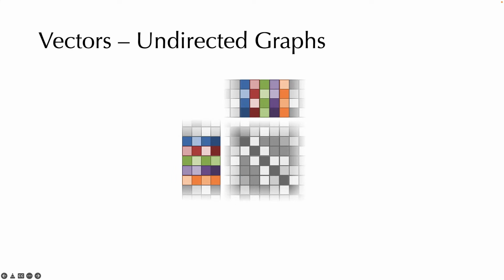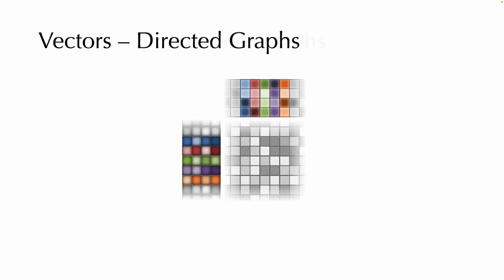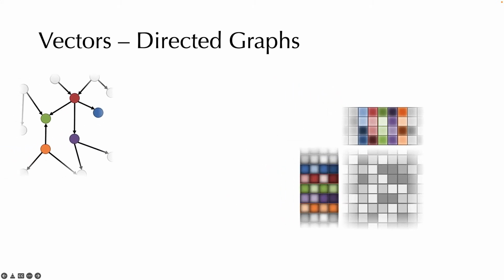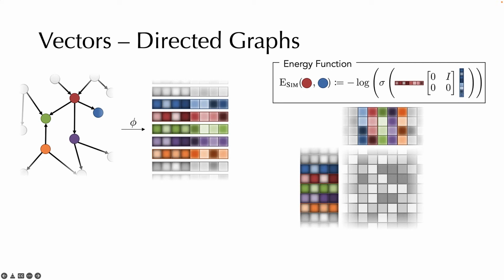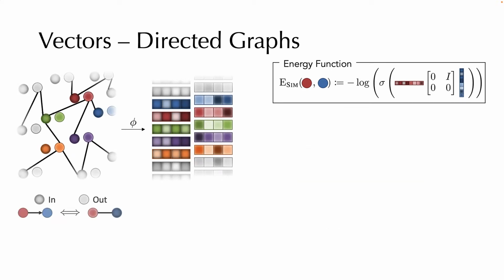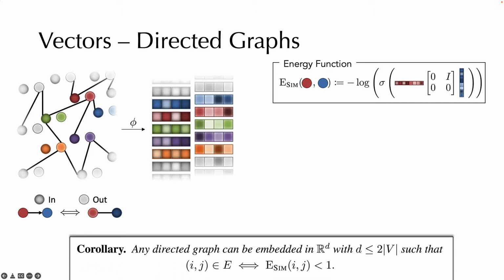In matrix factorization, a common approach to avoid the symmetry constraint is to simply use different representations for the rows and columns. Concatenating these row and column representations for each node, this can be viewed as a directed graph embedding with the following energy function. Note that one can consider embedding the associated undirected graph where each node is replaced by separate in and out nodes. The previous theorem therefore implies that any directed graph can be embedded using this similarity model in dimension at most twice the number of nodes.